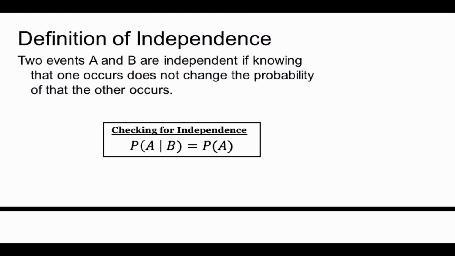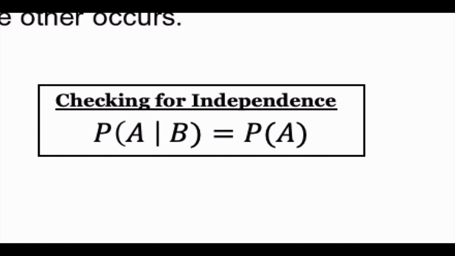So how do we check to see if something is dependent or independent? You use that formula there. It kind of looks like the one we just looked at, the general multiplication rule. That's how we check independence. They're going to ask you, are these two events independent? You're not even going to think about it. You're going to go right to this formula, and we want to check to see if this is true.